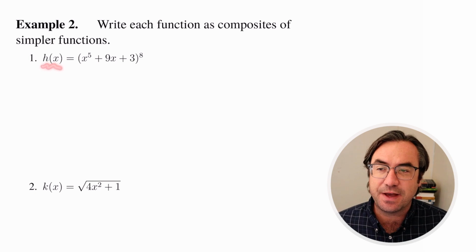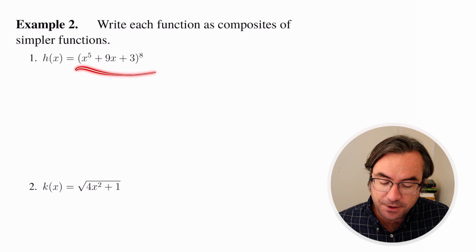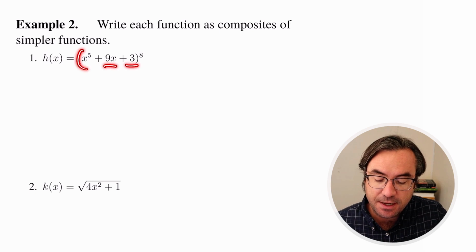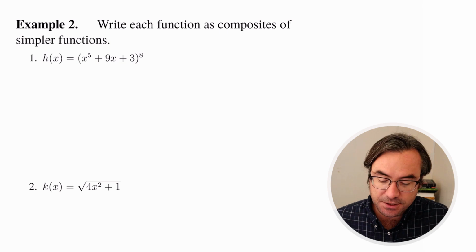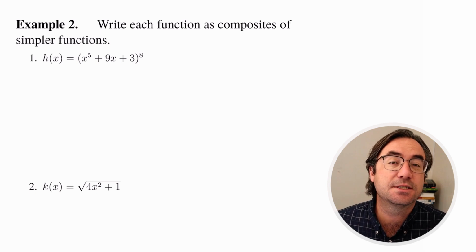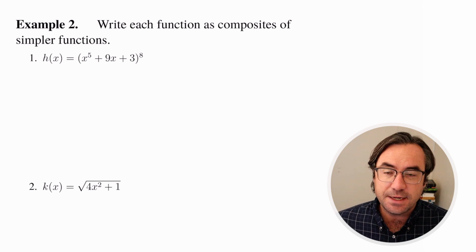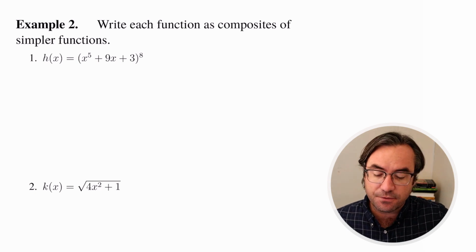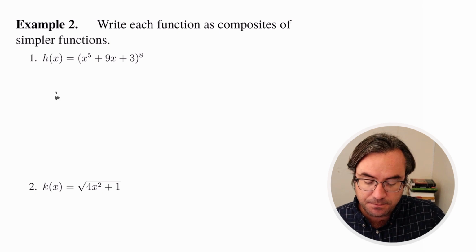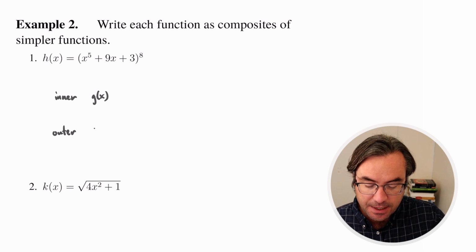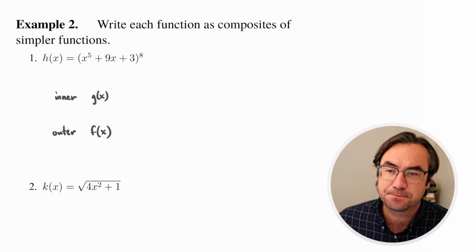So let's look at function h of x. This is a perfectly good function: x to the power 5 plus 9x plus 3, and then that whole thing raised to the power 8. It's a perfectly good formula, but we can break it down into simpler functions. When we want to imagine how this is a composition, we think about what the inner function is and what the outer function is. We'll call the inner function g of x, and the outer function f of x.